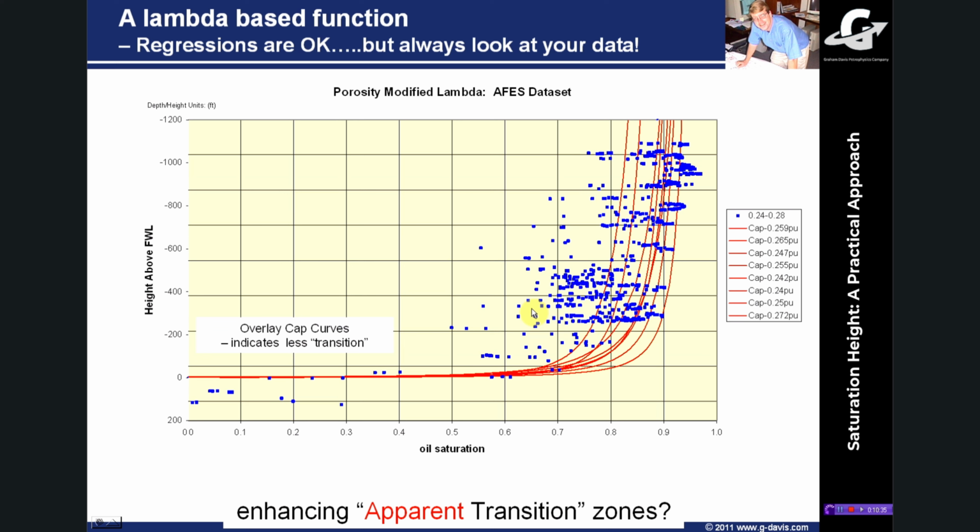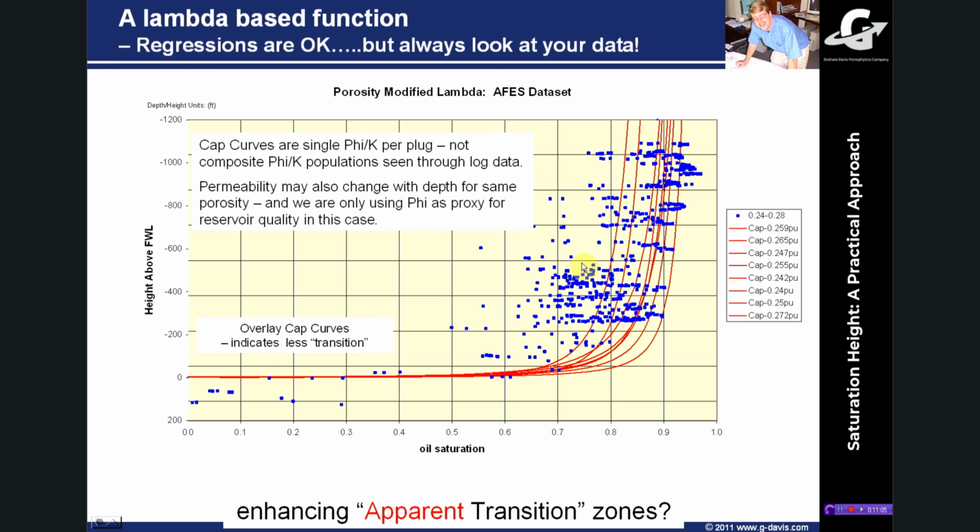And particularly if we put some capillary pressure data over the top of this, this is core cap pressure data from this field in the same porosity range, 24 to 28 PU, you can see that the cap pressure data has a bit steeper, less pronounced transition zone. So again, that seems to be indicating that the log data is giving us a longer apparent transition zone. But perhaps what's going on is that in this field there is a bit of diagenesis going on. We see that permeability for any given porosity may change with depth as well.